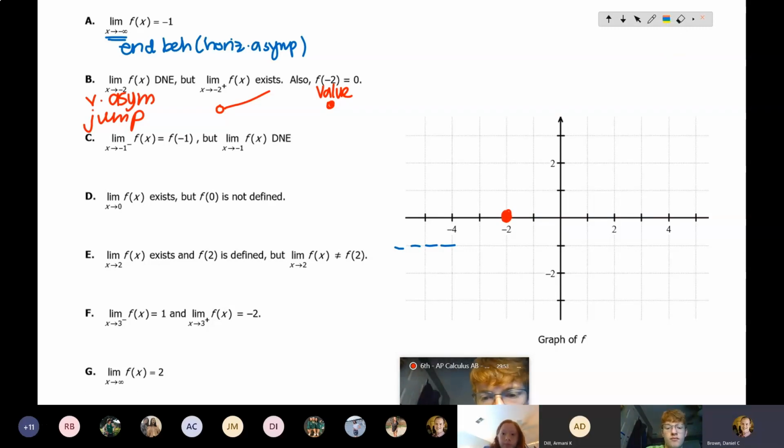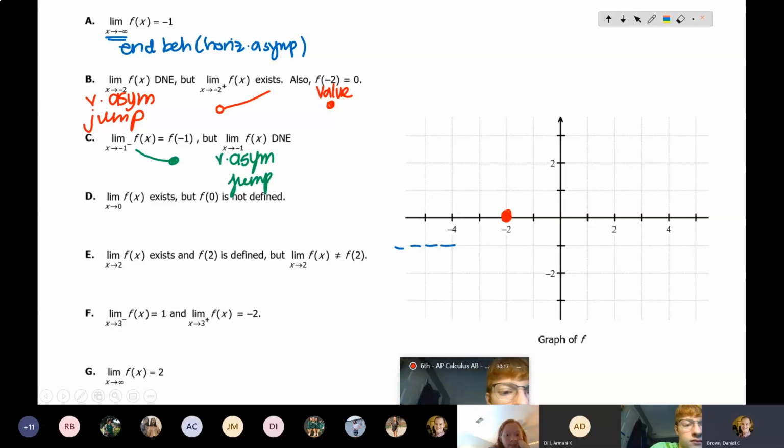Part C tells me that the limit as x comes to -1 from the left is equal to the value. But the limit as x goes to -1 does not exist. So this can't be a jump. It would have to be an asymptote. Or I'm lying, there's no left or right. It could be a jump. It could be a jump or a vertical asymptote on the other side of the graph.